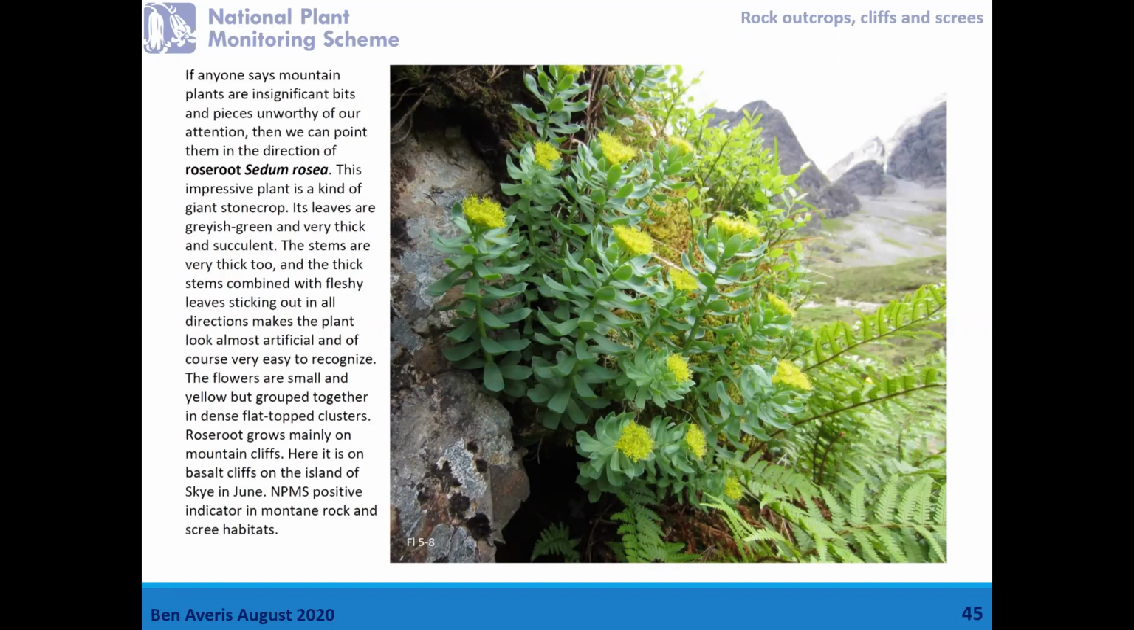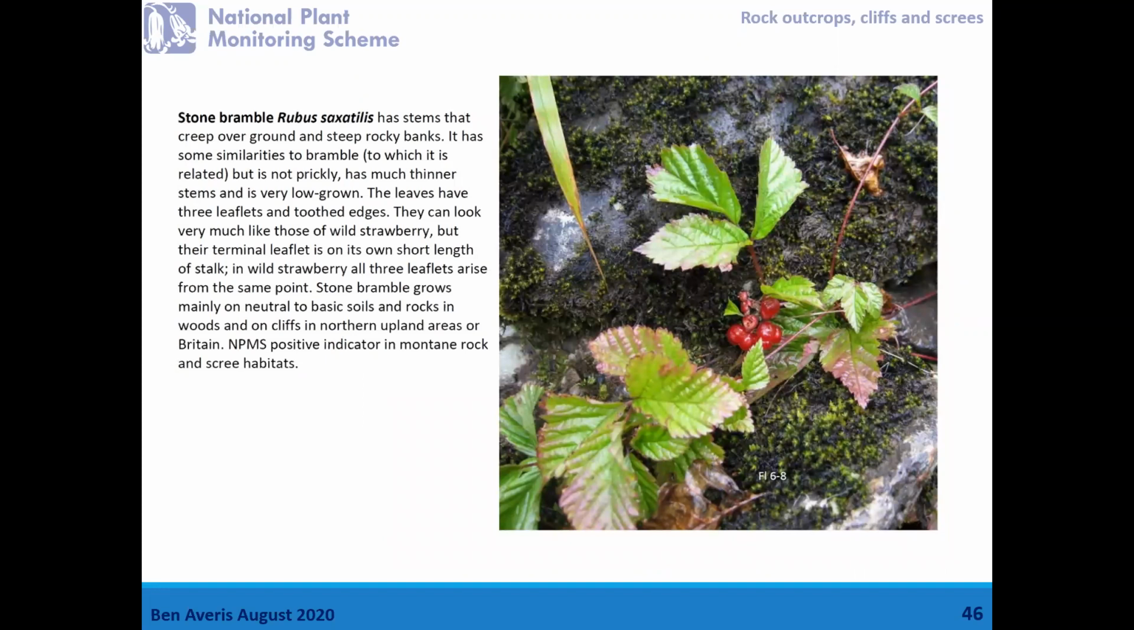Next page has got the stone bramble, which looks from its leaves a bit like wild strawberry, but you can always tell it from that because the middle leaflet is on a stalk of its own, whereas in the wild strawberry and the barren strawberry, of course, the three leaflets all come from exactly the same place.